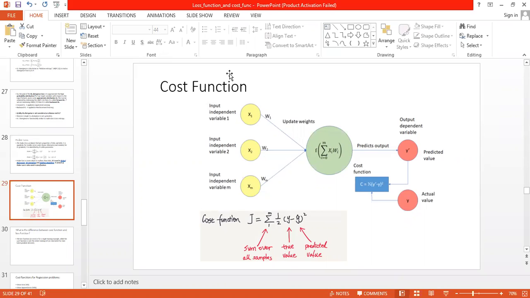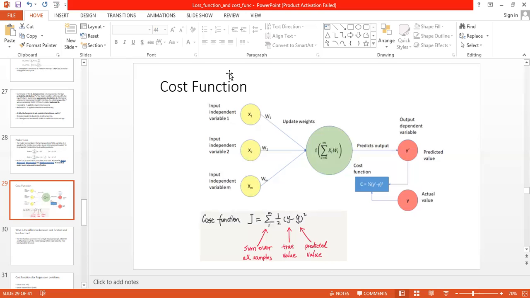Today I am going to start with what the cost function is, what the different types are, and what the importance of the cost function is in machine learning and deep learning. So let's get started. In previous sessions, we have seen the loss functions and the relation between the loss function and the activation function. Now we will see what the cost function is.